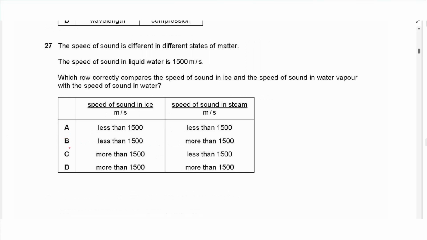Question 27 says, the speed of sound is different in different states of matter. The speed of sound in liquid water is 1500 meters per second. Which row correctly compares the speed of sound in ice and speed of sound in water vapor? That's in solid and in liquid. So in solids it would be higher than 1500 and in vapor it would be less than 1500. So the answer is C.